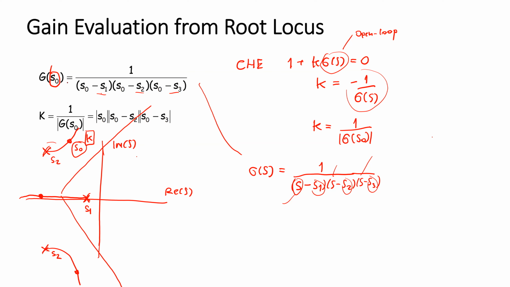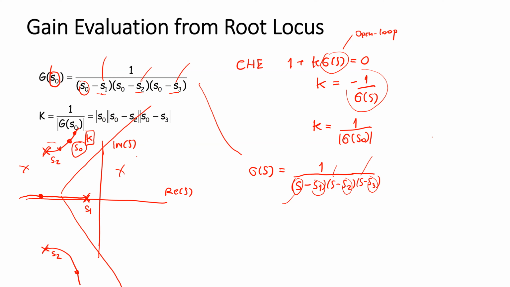In G(s0), s1, s2, s3 are the pole locations, and the pole locations are fixed. But s0 depends on where you want to find the gain k along the locus. It should be along the locus; it cannot be somewhere else outside the root locus. So you need to plot the root locus first, then pick the point along the locus, and solve for the value of k.